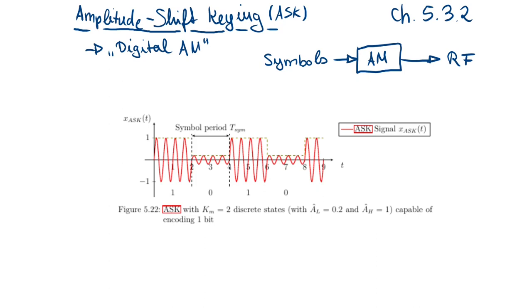And the first modulation which we are going to take a look at is the amplitude shift keying, or ASK in short. And this is the digital variant of the amplitude modulation, which you have learned in the last lecture. So let's call it just digital AM, but the official term is ASK, or amplitude shift keying. So here's a block diagram. We get the symbols, we put them into the amplitude modulator, and we get the RF signal.